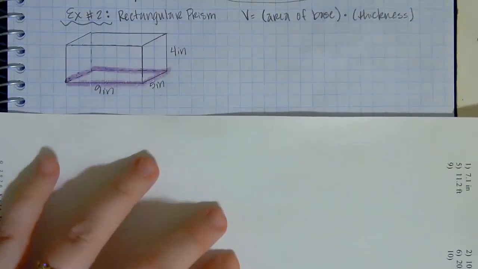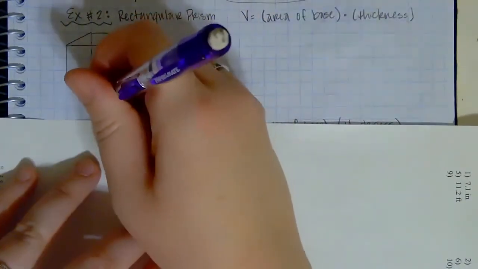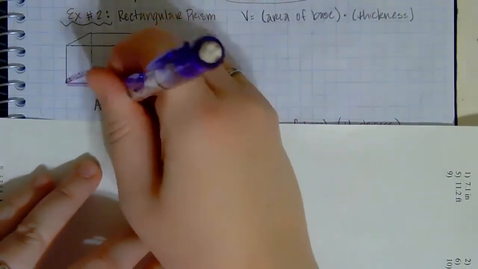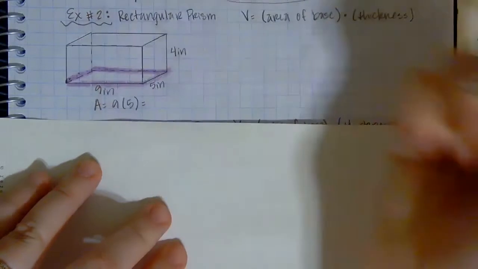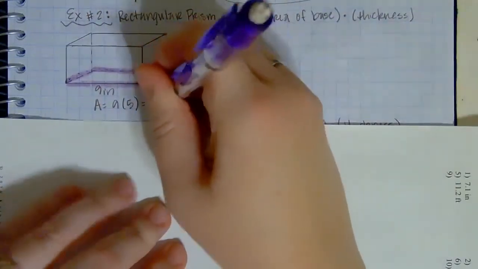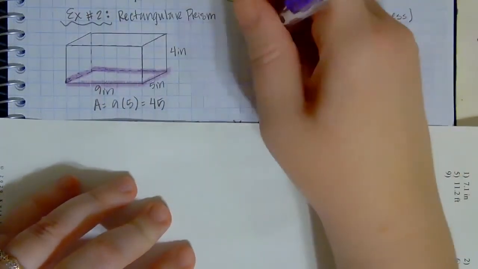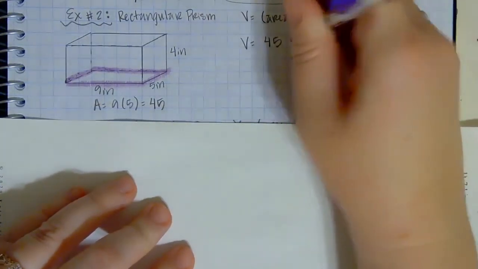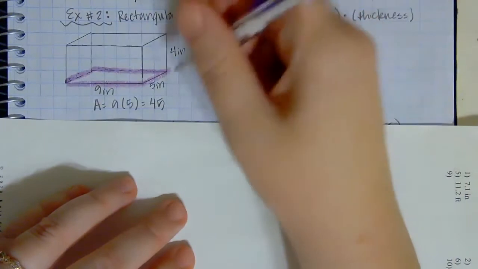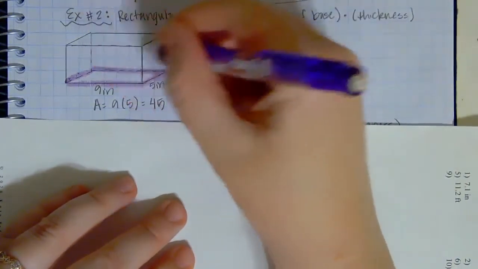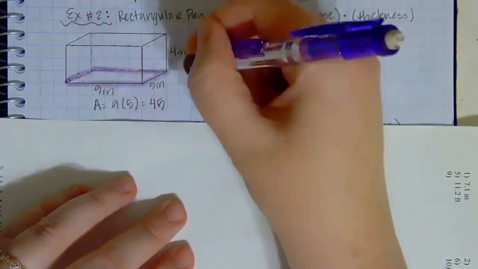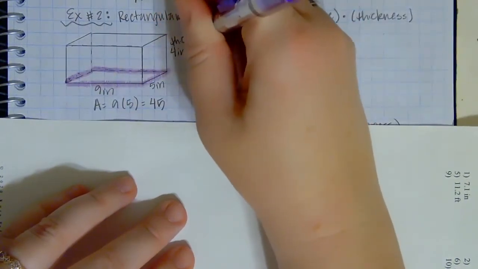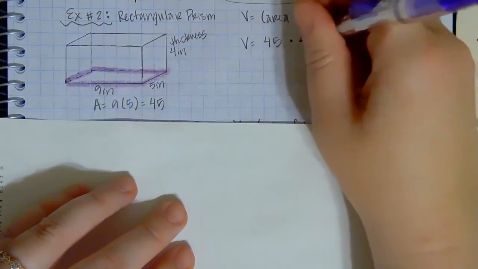If I call that the base, I'm going to find the area. So A equals base times height, or length times width, 9 times 5. So the area of my base would be 45. Then the volume would be the area of the base, 45, times the thickness, which is how far the top and bottom are from each other. They're 4 inches from each other, so my thickness would be 4.